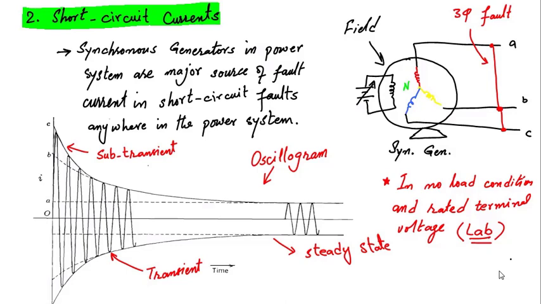If we want to analyze a sub-transient current, then we will have to develop a sub-transient model of the synchronous generator, and if we want to analyze the transient behavior of the system, then we will have to model the generator with its transient model, and if we want to analyze the steady state behavior of the system, then we will have to represent the generator with the help of its steady state model. Here we see how to develop different models.